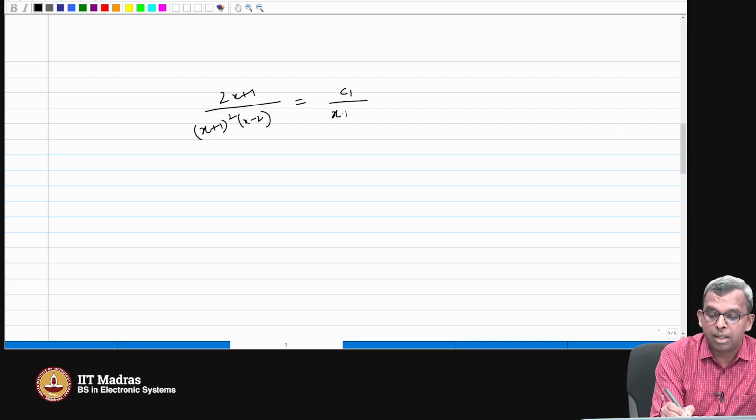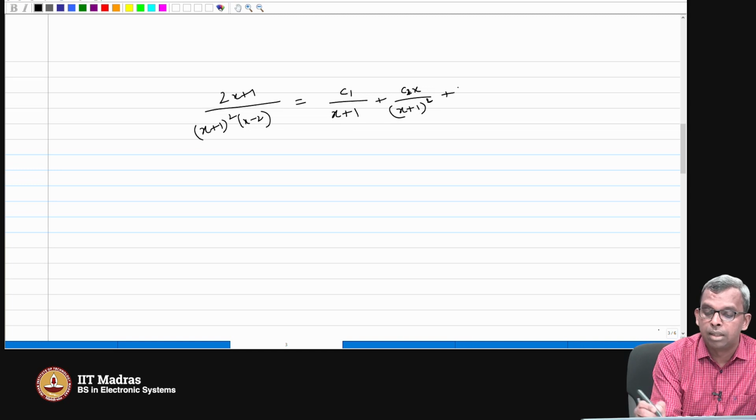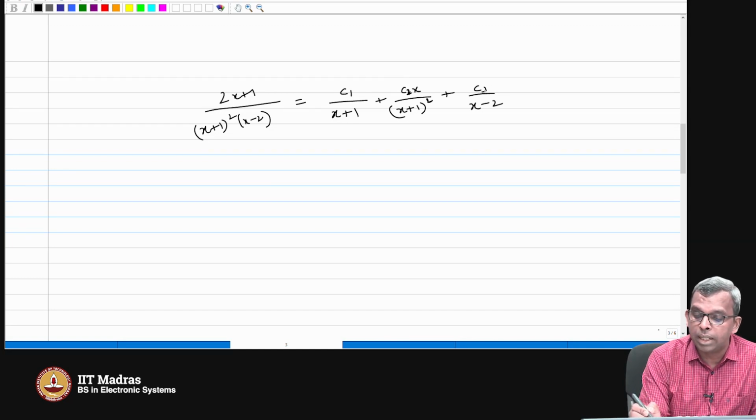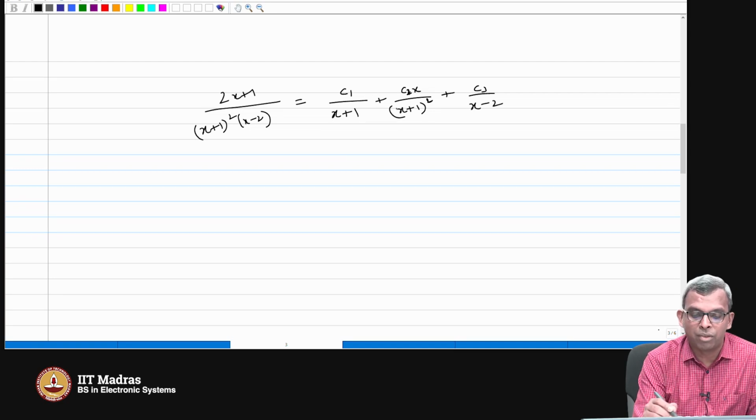You will have c1 by x plus 1, but you will also have c2 x by x plus 1 whole square, and then you will have c3 by x minus 2. Okay, so the c2 and c3 you can find in some reasonable way, but finding c1 is a little bit more confusing, so you'll have to do some other tricks like differentiation, this, that, and the other, and it's a little bit more dicey, but you can do that.